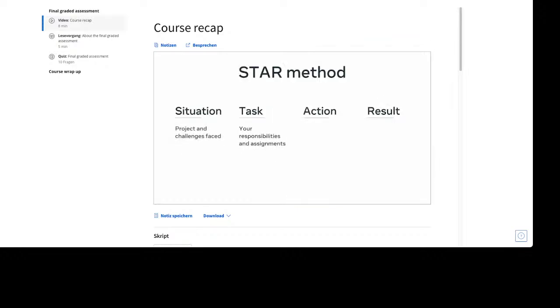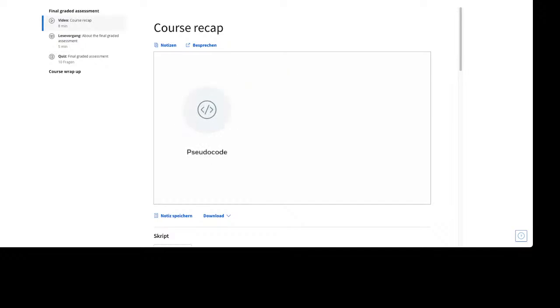You learned about the STAR method and how to use it to your benefit when communicating with interviewers. You also learned about how to work with pseudocode to demonstrate how you might reach a solution, some important tips for practical solution design, and how to test your solutions.